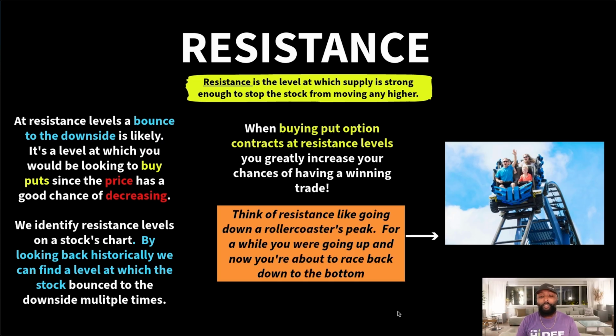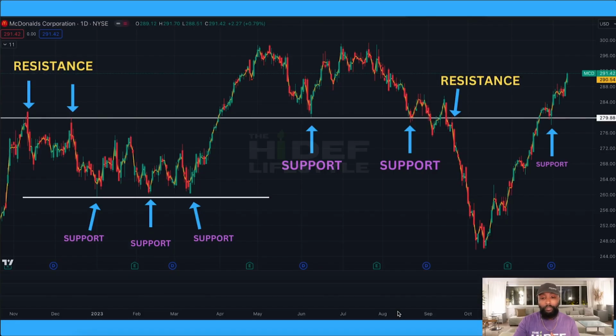All right, so let's get into some chart examples so you can see how it really looks. So we have the chart here for McDonald's. And now this is the daily chart. So each candle you see here represents 1 day of trading.